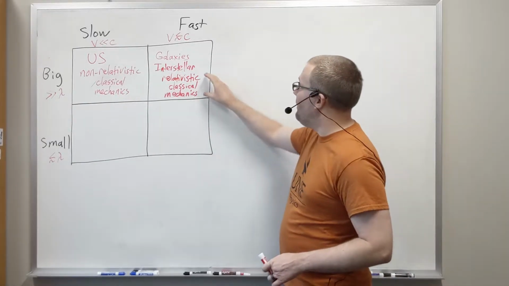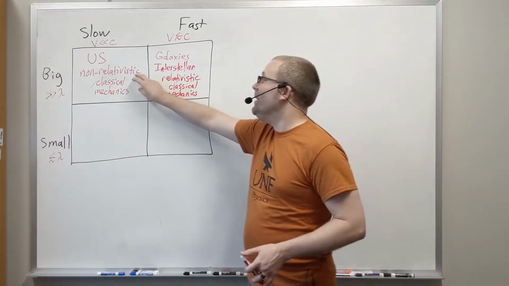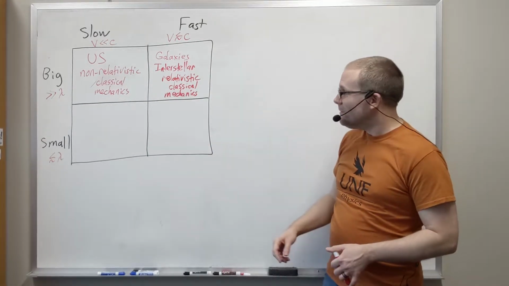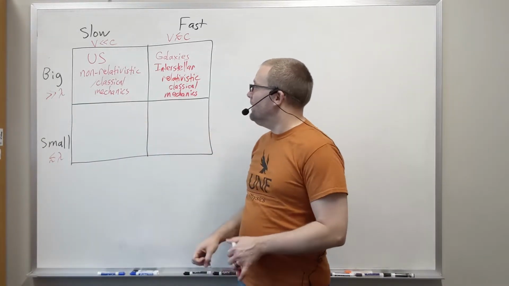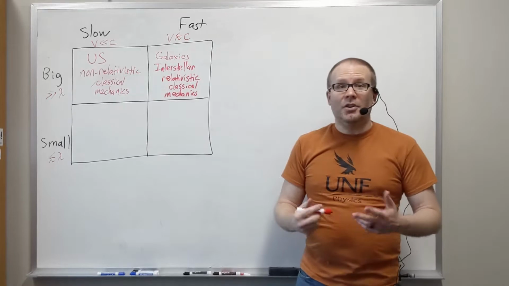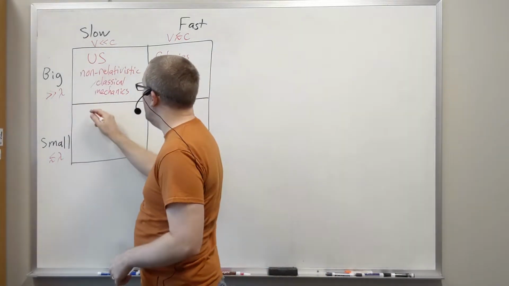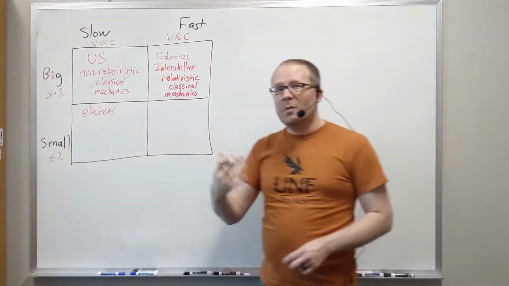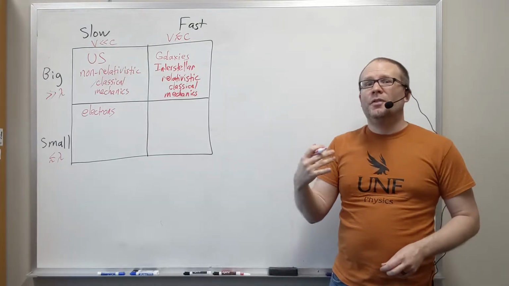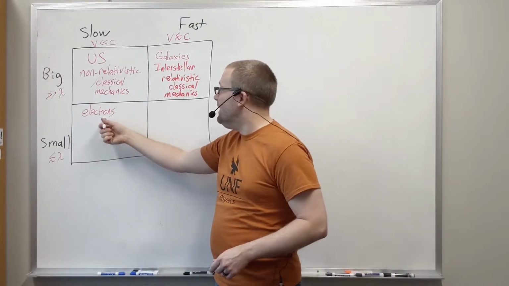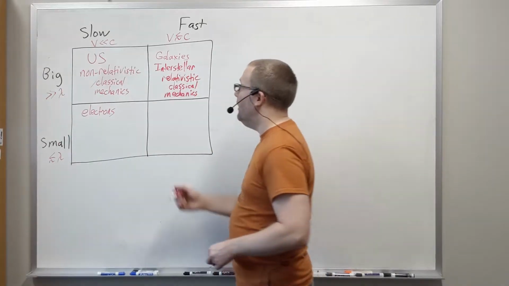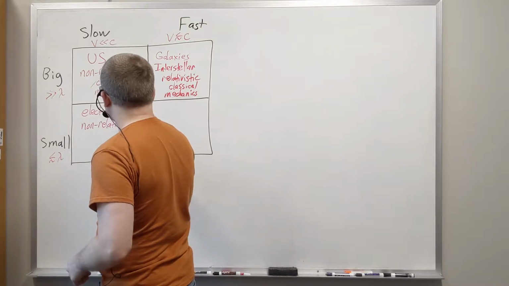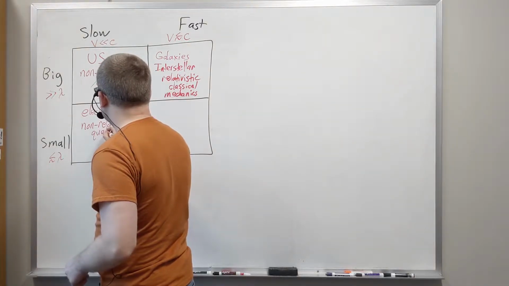Really what's going on is that this is the real case, and we live in the special case where speed is much, much less than c. The other half of the rectangle of physics involves things that are small. So when things are slow and small, that's the domain of things like electrons. So if you really want to describe how electrons move around in a circuit, you actually have to take into account the fact that they are very small and start using non-relativistic quantum mechanics.